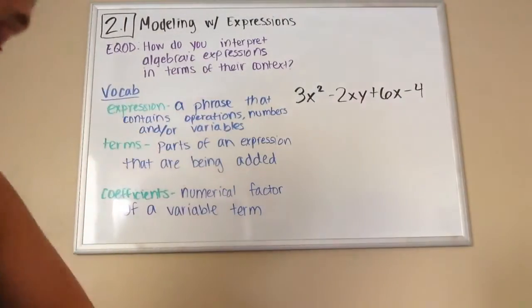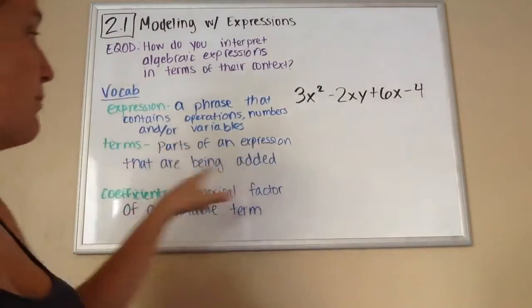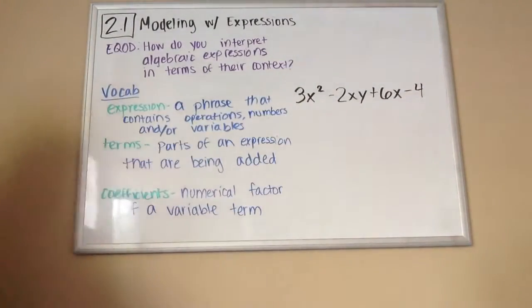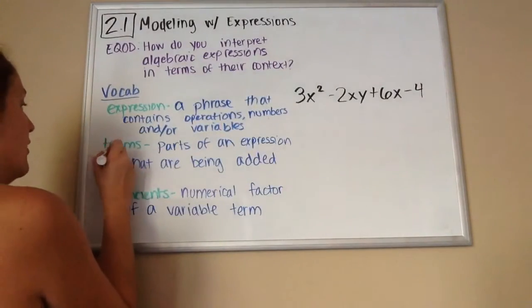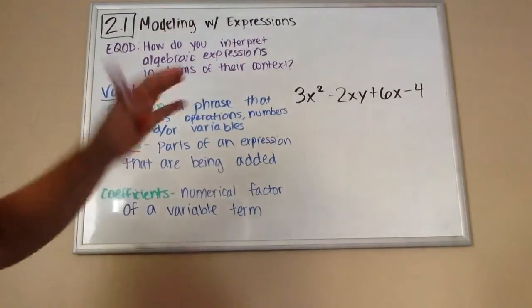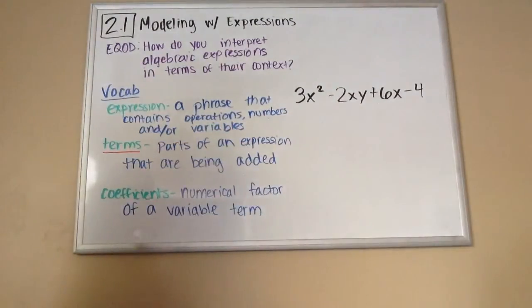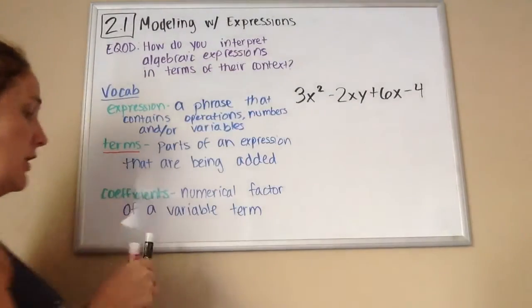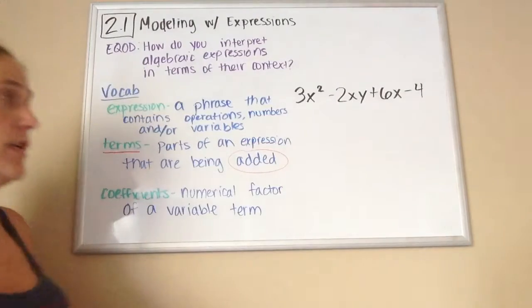So if we look at our terms, they're parts of an expression that are being added. Okay, so parts of an expression that are being added. And we're going to go ahead and underline them in red. Well, if we look at this here, we've got some addition and we've got some subtraction. Well, we just want addition, right? This is only talking about the parts that are being added. We only want addition here.